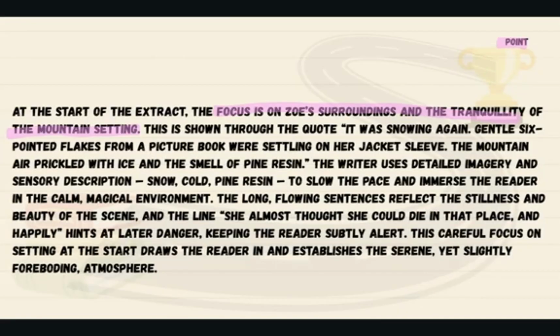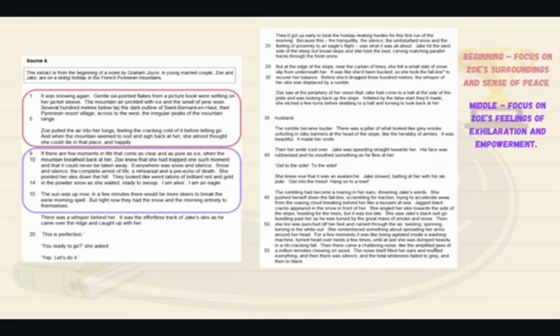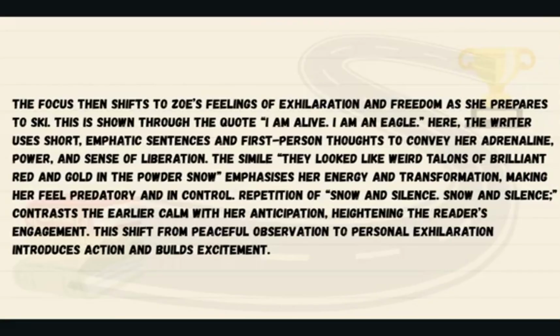So in pink, I've highlighted the point that the focus is on Zoe's surroundings and the tranquility of the mountain setting. In orange, I've put the evidence, so the quotes from the text. In yellow, I've put the explanations. And then here in blue, I've put the link back to the focus, which is the structure. In purple here, I've said that the middle has the focus on Zoe's feelings of exhilaration and empowerment. Let's write a paragraph on it.